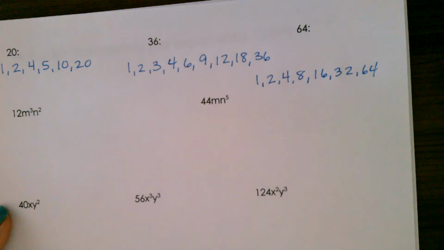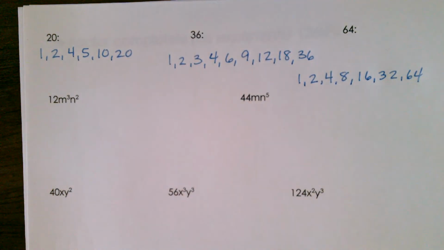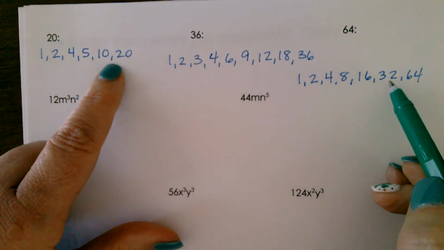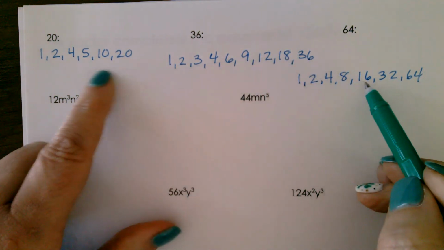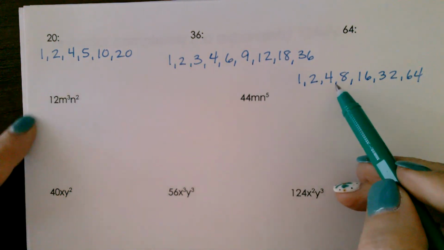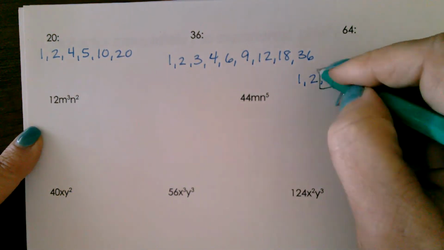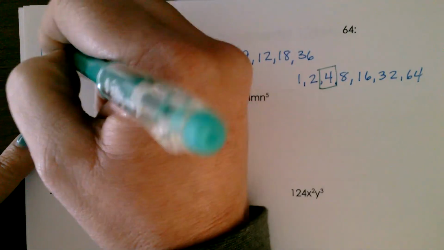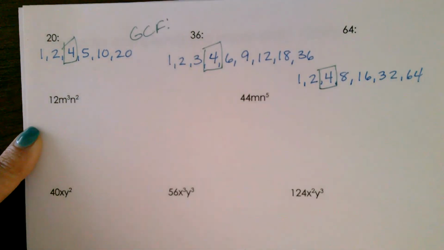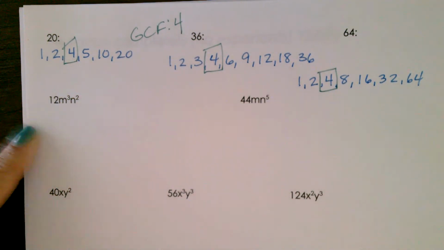I wrote down all the factors of 20, 36, and 64. I didn't put a box around the greatest one yet. And I can see it's not that. It's not 16, not 8. Ooh, it appears, once again, 4 must have been my number of the day because the greatest common factor for 20, 36, and 64 is 4.